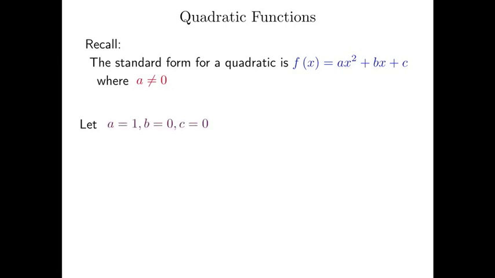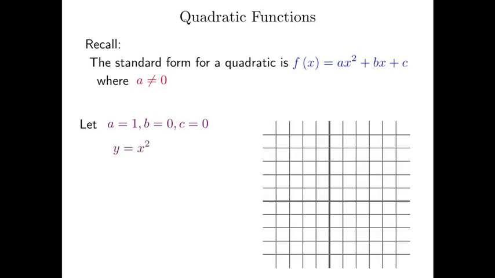What we're going to do is let a be 1, b be 0, and c be 0. This gives us y equals x squared. How are we going to graph this? Right now, let's use a table, but by the end of the video, we will have a much more sophisticated way of graphing quadratics. So, if we put -2 into our equation, we get out 4.